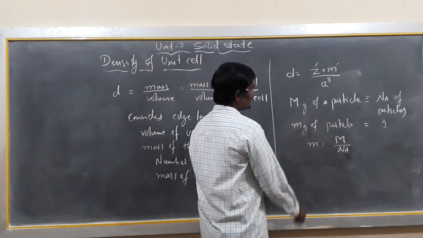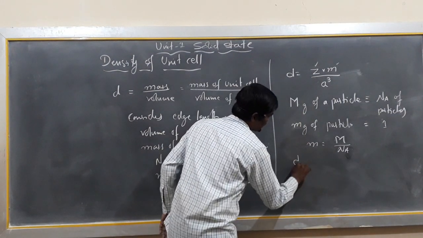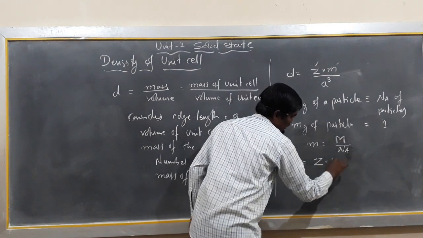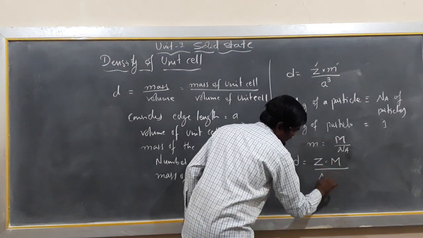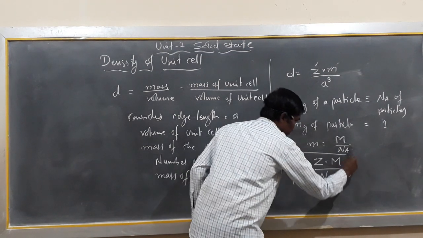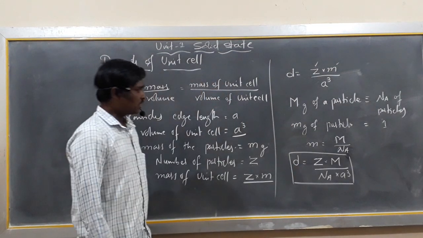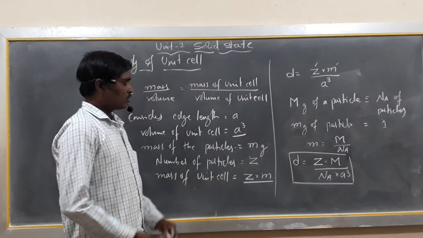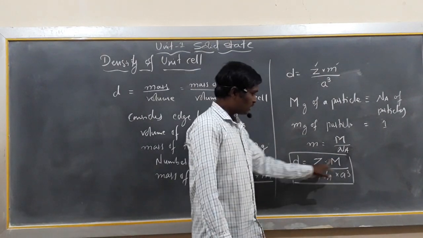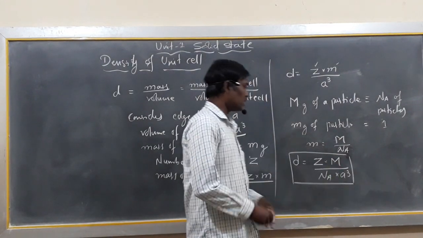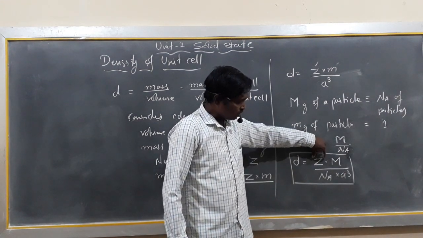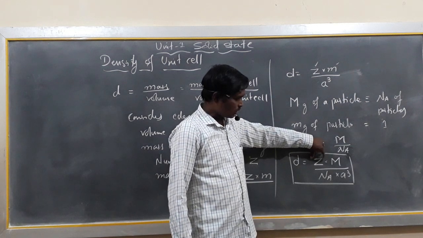Let me substitute this value in the above equation. D is equal to Z into m, where small m is M divided by Na, into a cube. So this is the formula which is used to find the density of a unit cell. The density of a unit cell is equal to Z into capital M divided by Na into a cube, where Z stands for the type of unit cell. The value of Z depends on the type of unit cell.